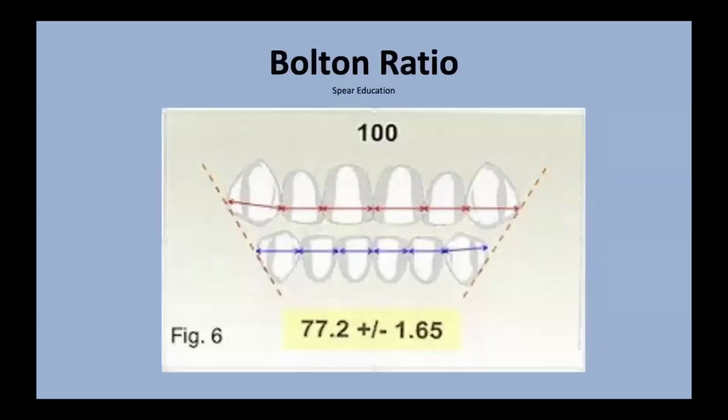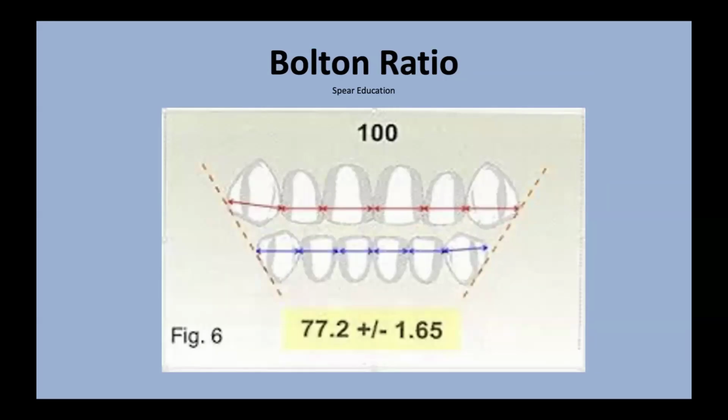So how do we combat this? We have our Bolton ratio. We know that the upper tooth size should be 23% larger than the lower tooth size when we go from 3 to 3, or canine to canine, the 6 anterior teeth. And Spear talks about this all the time, but this Bolton ratio is kind of our golden rule that we talk about. We like proportions. If we go back to the Egyptians, everyone's talking about proportions. So this is something that we've known about for a long time, but how do we achieve it?